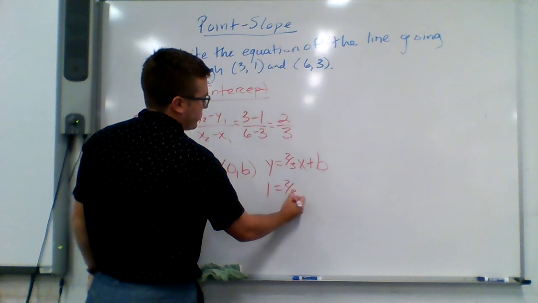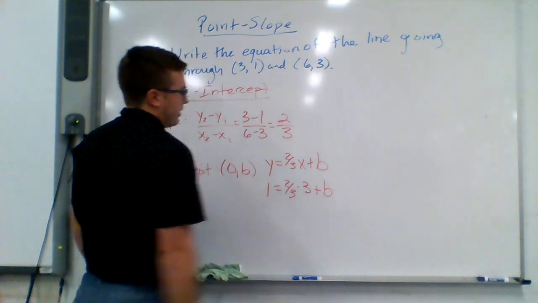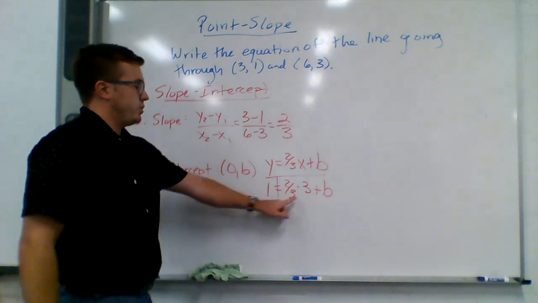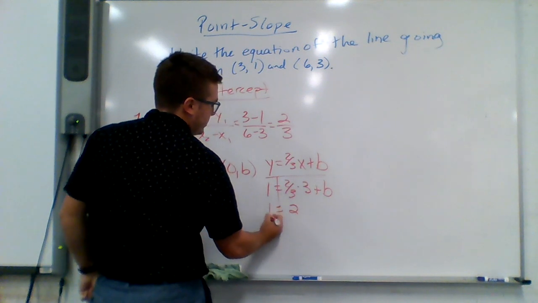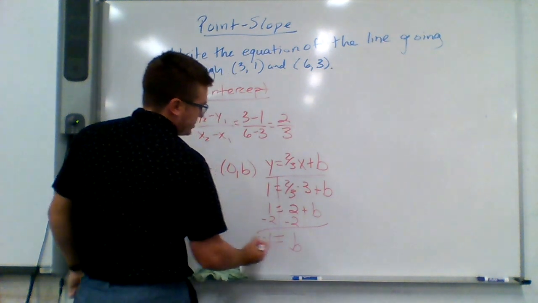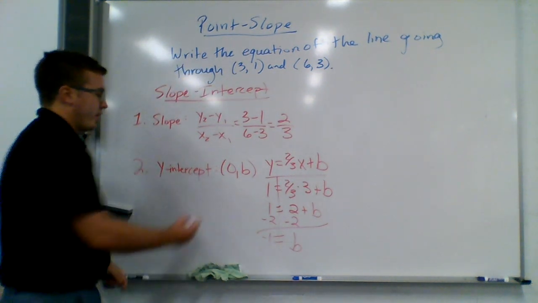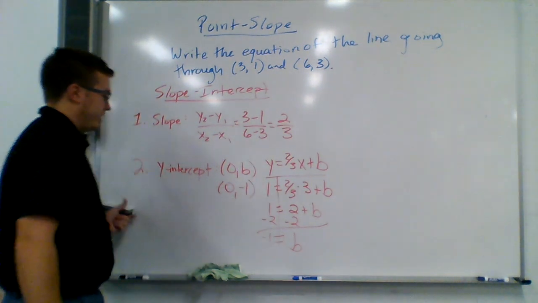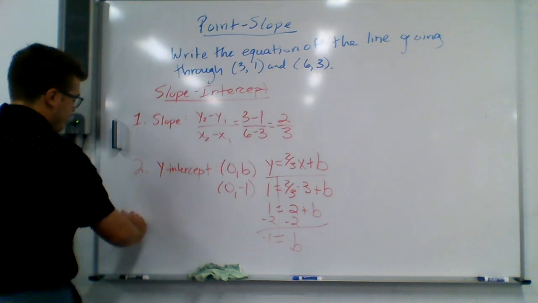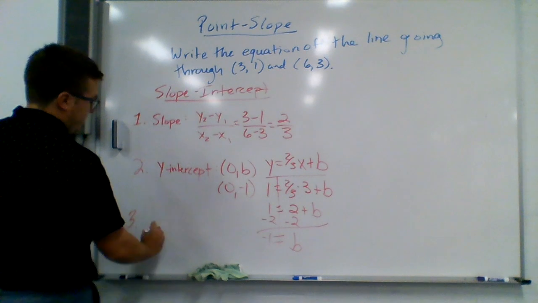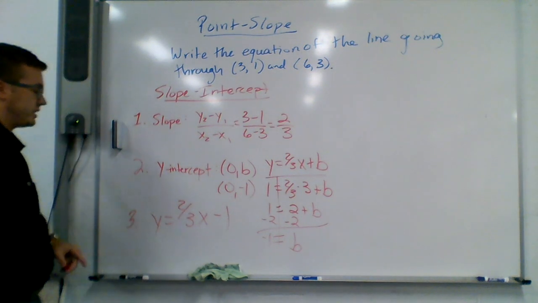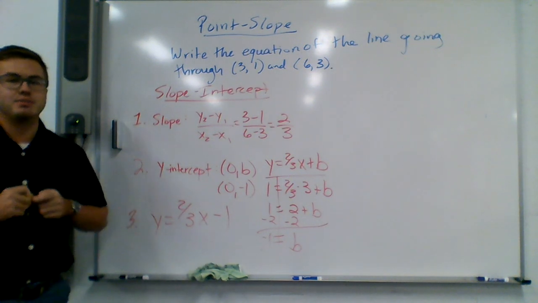1 equals 2/3 times 3 plus b. Now all I need to do is solve for b. 2/3 times 3 is going to give me 2. Subtract 2 from both sides, and b is equal to -1. So then I know my point is (0, -1). Now all I have to do is put it all together. So step number 3, my equation would be y equals 2/3 x minus 1. So my slope is 2/3, my y-intercept is -1.